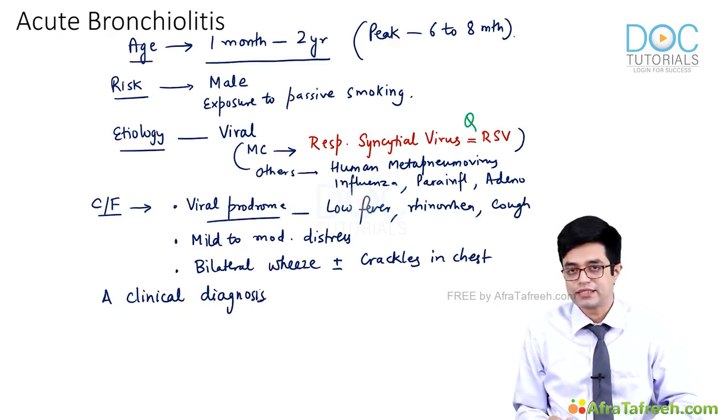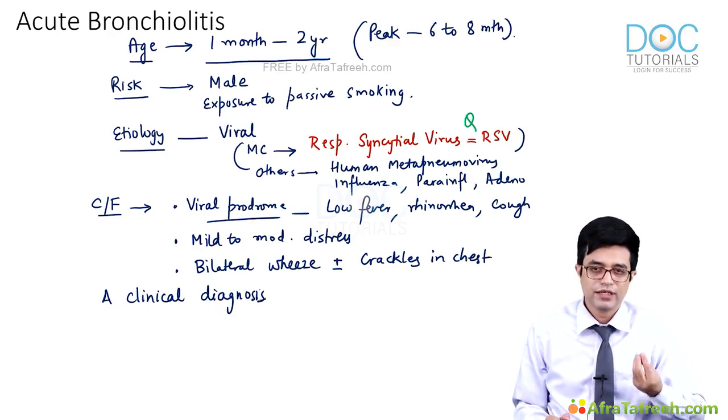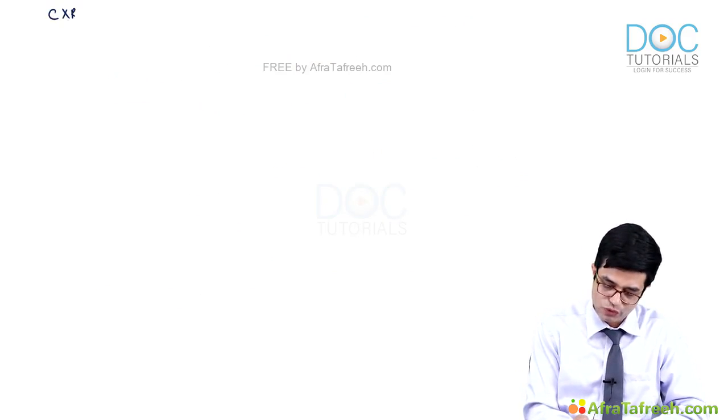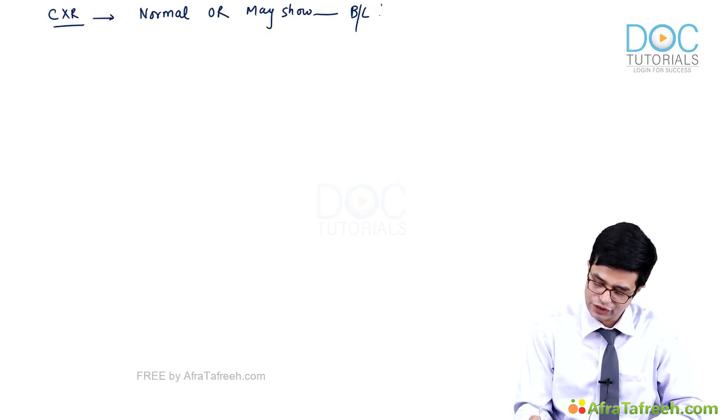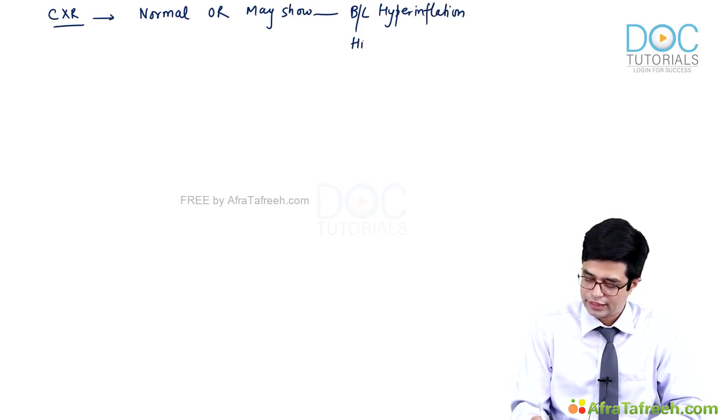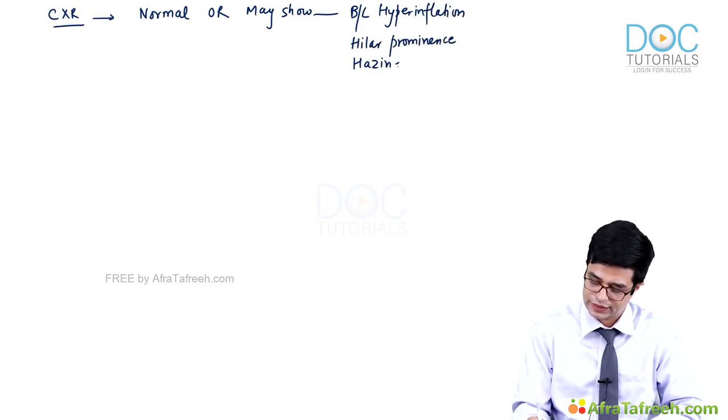But when you perform chest X-ray, sometimes you may find some abnormalities. So what are the chest X-ray findings that you may find? Chest X-ray may be normal, or it may show bilateral hyperinflation if in case there is partial obstruction bilaterally. It may show hilar prominence, and it may show diffuse haziness of the lung fields.